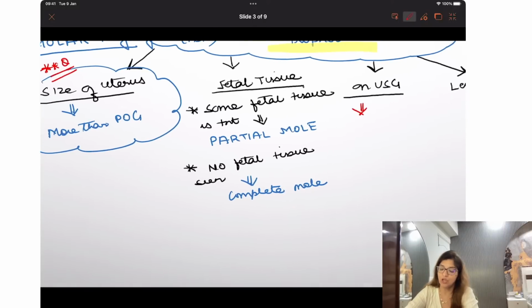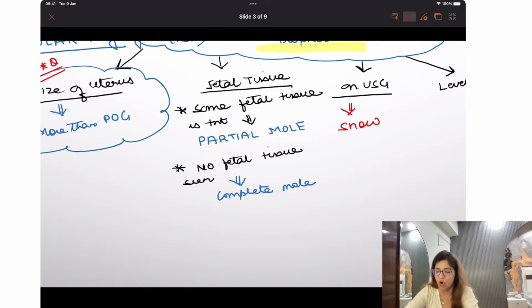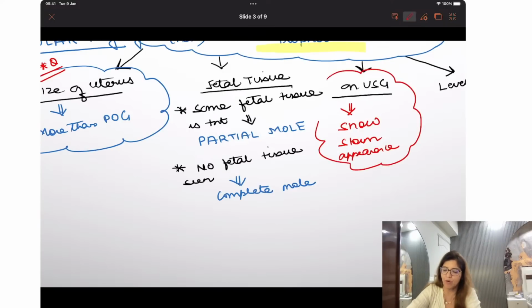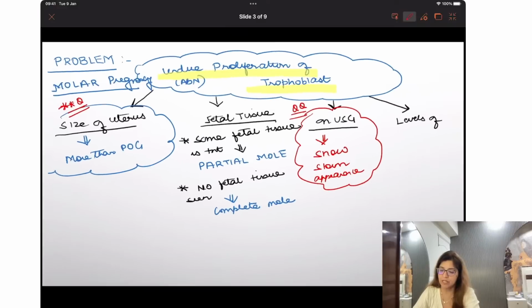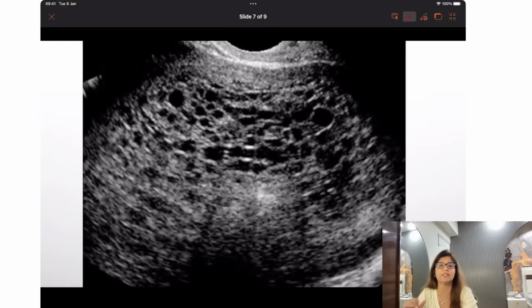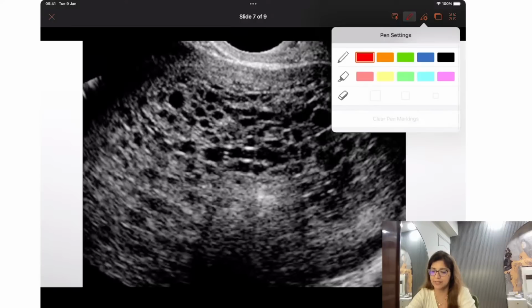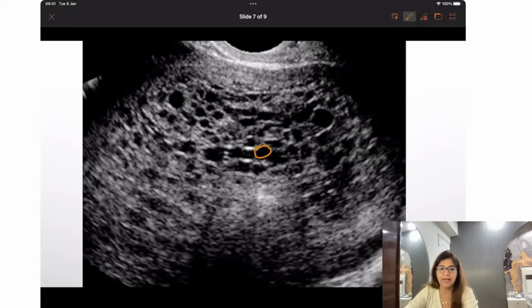Right? Now, on ultrasound, what are you going to get? On ultrasound, you will get snowstorm appearance. Again, a very very important question and a very important image as well. Let me tell you how a snowstorm appearance looks. This is how a snowstorm appearance looks, right? Look here, it looks like there are tiny, tiny vesicles giving a snowstorm appearance. So this is the kind of picture you are going to get on ultrasound.